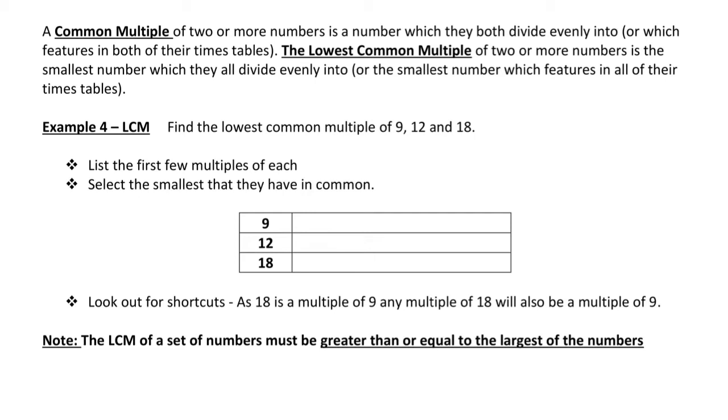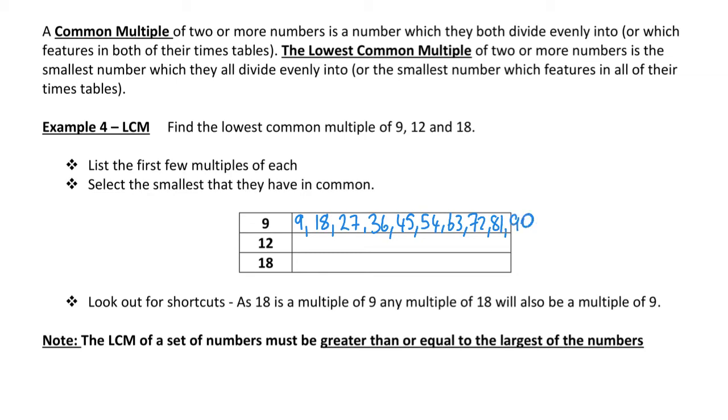There is a highest common multiple, but for any sets of numbers that's infinity, so it's not very useful. But the lowest common multiple is. So if we've got these numbers 9, 12 and 18, if we write down the multiples of each, the multiples of 9 would be 9, 18, 27, 36, 45, 54, 63, 72, 81, and 90.